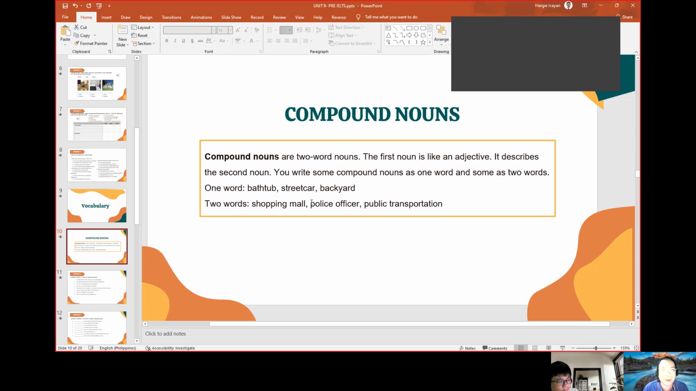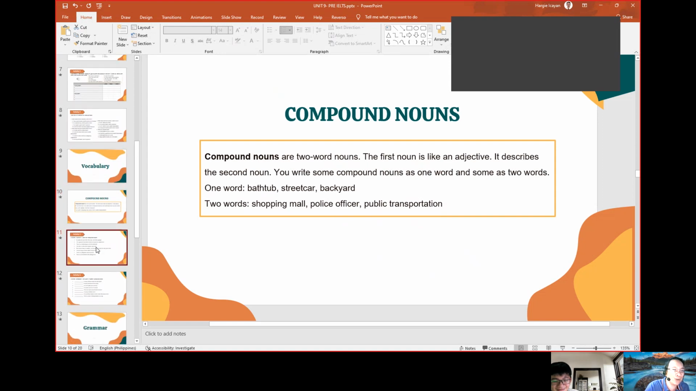Okay, so that is what we call the compound noun. Two words here: shopping mall, police officer, public transportation station. Do you have any question with this one, Koi? No, these are just very simple. Okay, so I know you will be able to get this one.